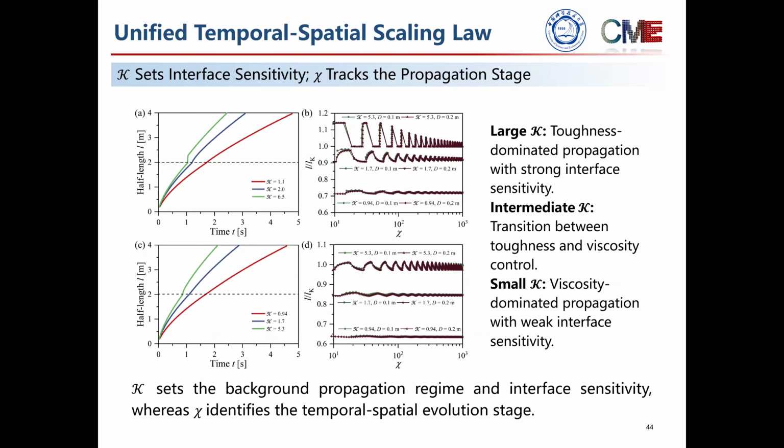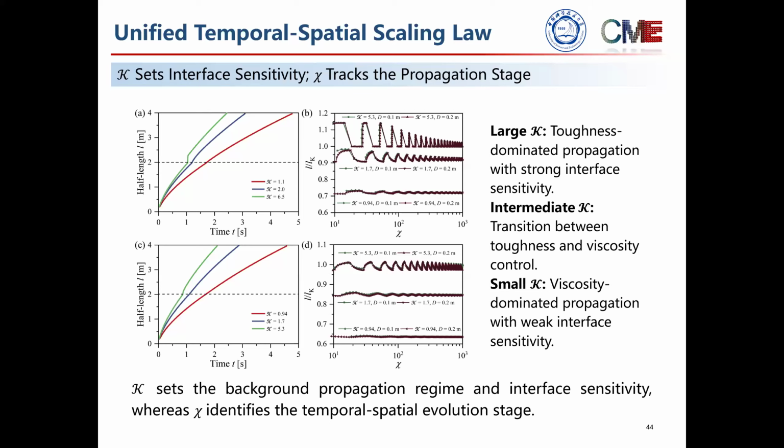We can now put the classical homogeneous parameters and the new layered parameter together. The dimensionless toughness kappa sets the background hydraulic fracture region. At a large kappa, the fracture is toughness dominated and is strongly sensitive to changes in interface resistance. At an intermediate kappa, toughness and viscosity dissipation both matter. And at a small kappa, the fracture is viscosity dominated and the interface sensitivity becomes weaker.